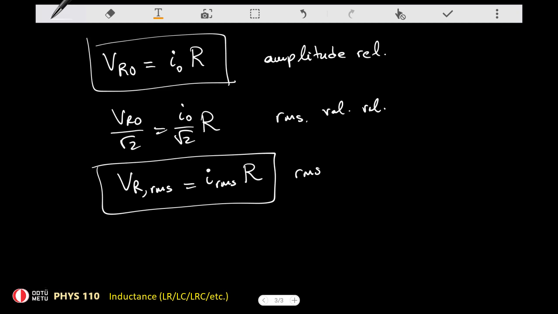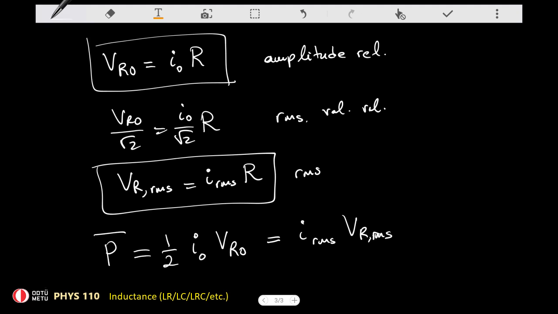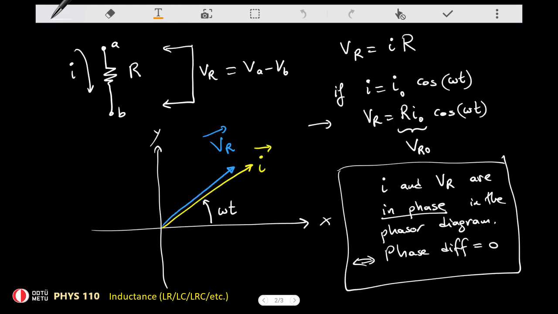We also need to talk about the average power, right? So this is basically equal to 1/2 of I0 times VR0. I don't want to rewrite this in terms of the other quantities, so let me also write that in RMS values. It is given by this. So it's just the product of the potential drop with the current, obviously. So that's the average value.